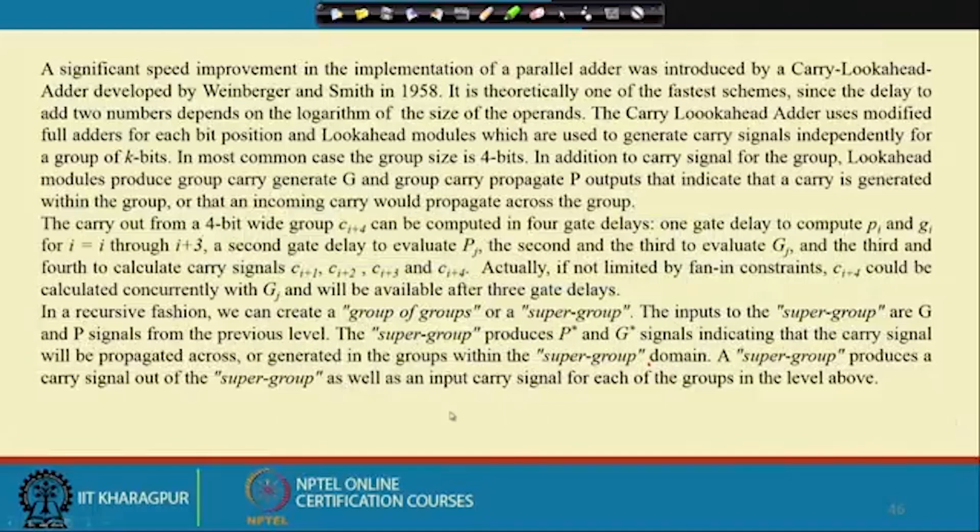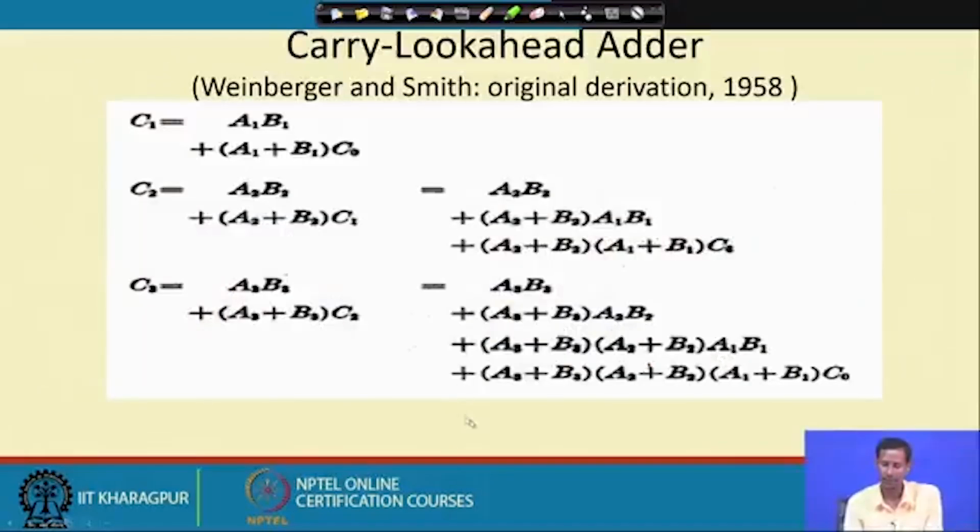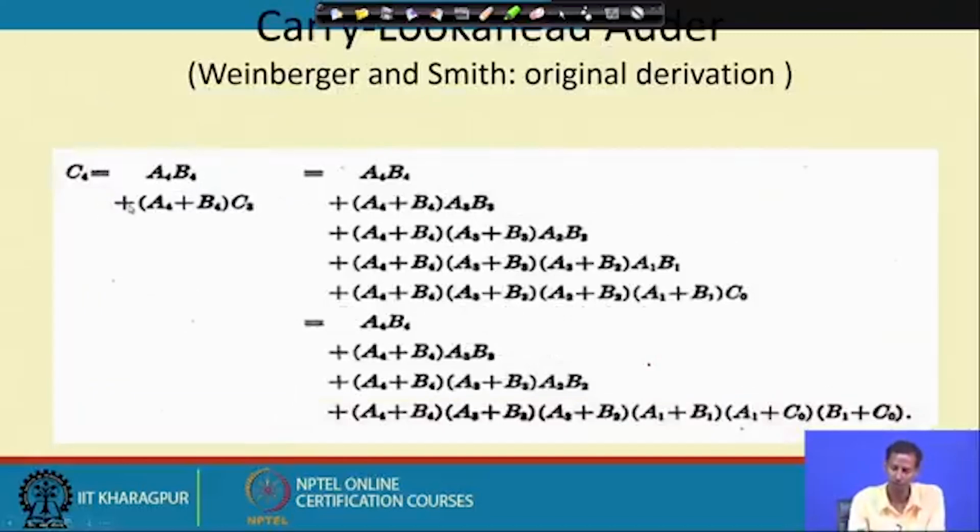So, in this expression there is a mistake, this will be an XOR operation. In this manner you can extend the corresponding C1, then C2, then C3, then C4, something like this.